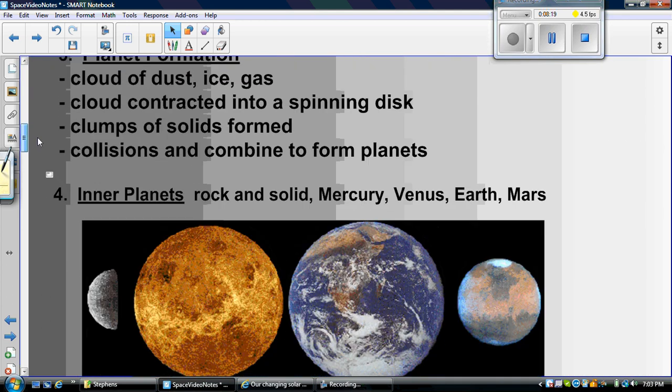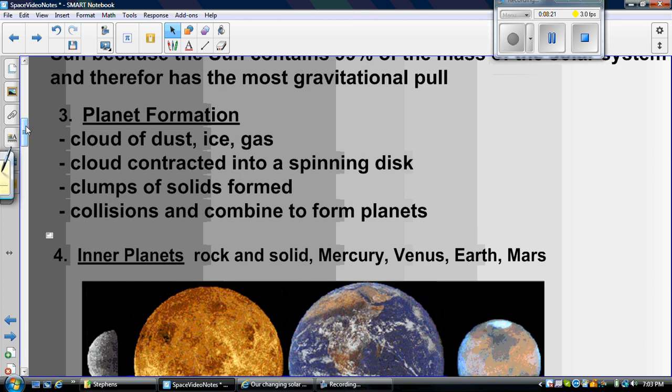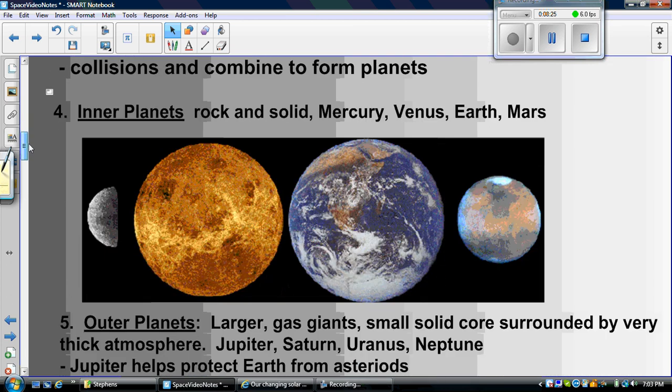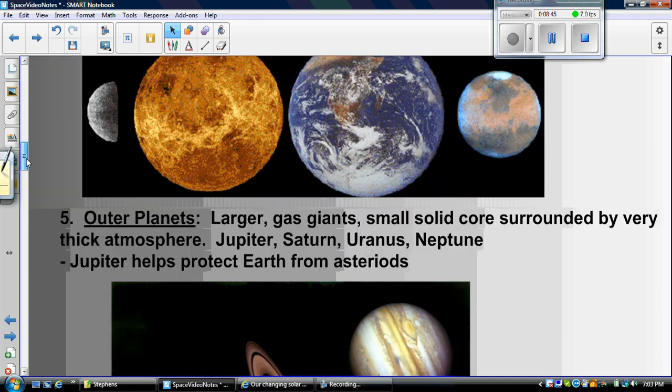Okay, so that's how our planets formed, alongside our sun. When our solar system formed, we got different types of planets. We have inner planets and outer planets. Inner planets are rocky and solid. The four inner planets are Mercury, Venus, Earth, and Mars. And you're actually going to do an activity where you talk about the characteristics of each planet, and we're going to read an article about that as well.